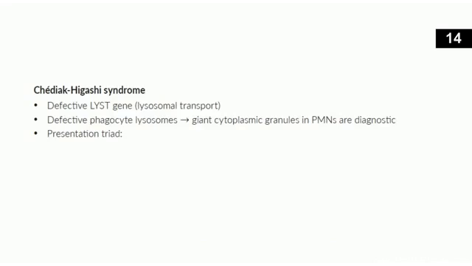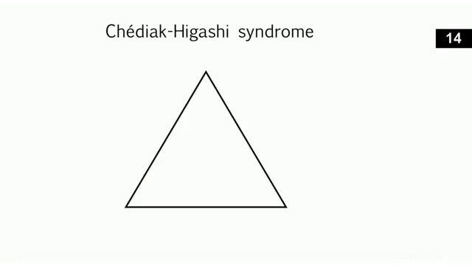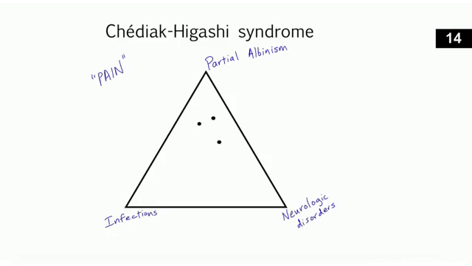You need to be able to recognize the classic triad of Chediak-Higashi disease, which is partial albinism, recurrent respiratory tract and skin infections, and a variety of neurologic disorders, everything from peripheral neuropathy to ataxia to seizures. A student sent us this quick mnemonic for the triad of Chediak-Higashi syndrome, which he called the pain triangle. So the PA in pain is for partial albinism, the I is for infections, and the N is for neurologic disorders. And then you draw some dots inside the triangle to remind you of the cytoplasmic granules that accumulate inside the neutrophils.